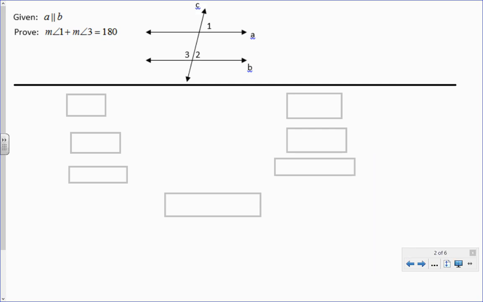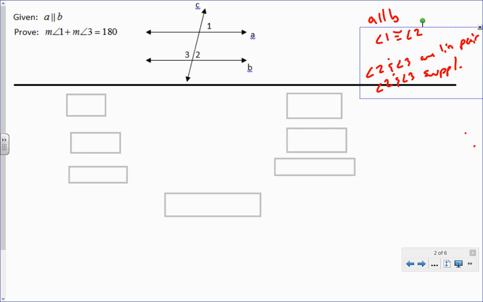Let's look at the information that we know is true. We know that A is parallel to B. We know angle 1 is congruent to angle 2 because A is parallel to B. We know angle 2 and angle 3 are a linear pair, and we also know that angle 2 and angle 3 are supplementary. We also know that angle 2 plus angle 3 is equal to 180. And if 1 and 2 are congruent, then I can take out 2 and make 1 plus 3 equal 180. Well, that's what I'm trying to prove.